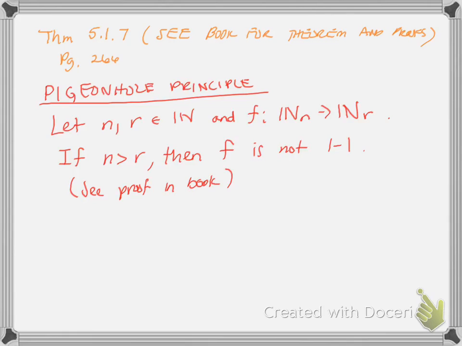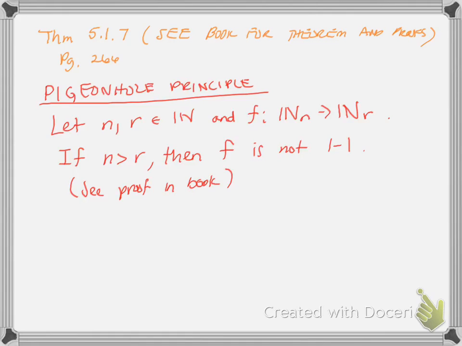If you have 5 pigeons and 4 pigeonholes, I like to think of it in terms of mailboxes and letters. So if you have 5 letters and 4 mailboxes and you want to put those letters in a mailbox, then at least one of those mailboxes will have more than one letter, right? That just makes sense, right? Because there are 5 letters and 4 mailboxes. That's what the pigeonhole principle is saying.